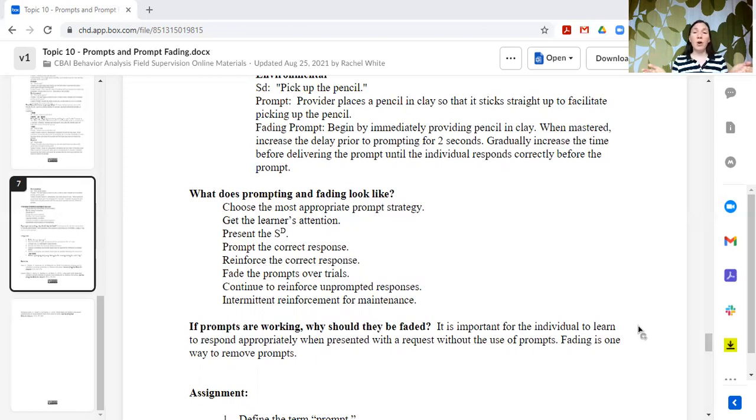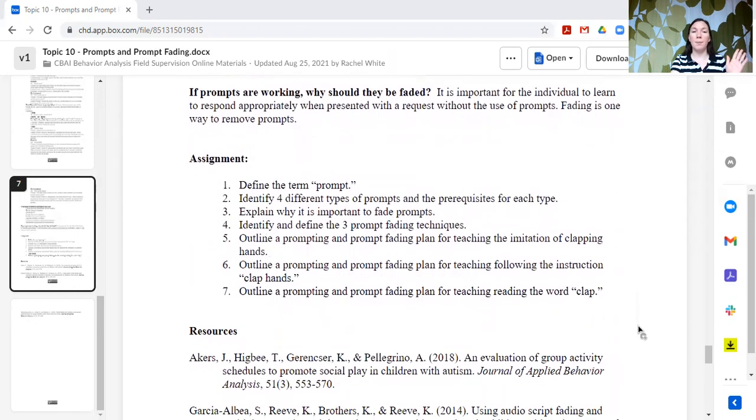So if prompts are working, why should we fade them out? We touched upon this a little bit. It's important for the learner to respond to those cues in their environment as independently as possible. So by fading out our prompts, we are helping the learner to be more independent in their environment and rely less upon supports or other people. Independence is the biggest reason for fading out our prompts.